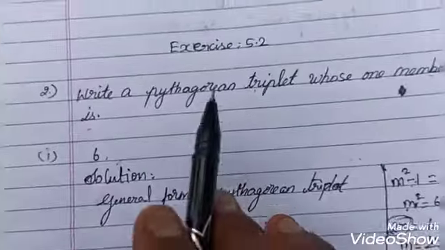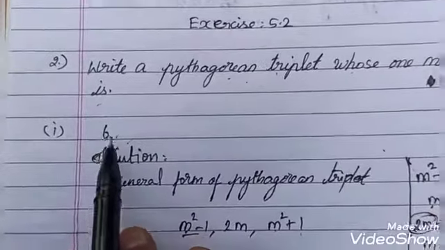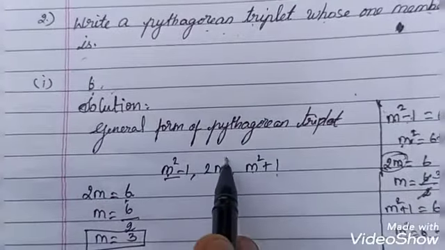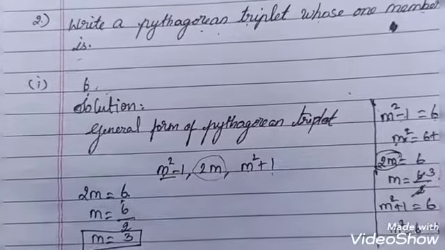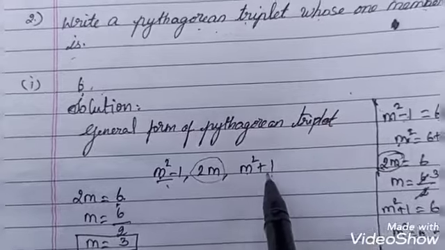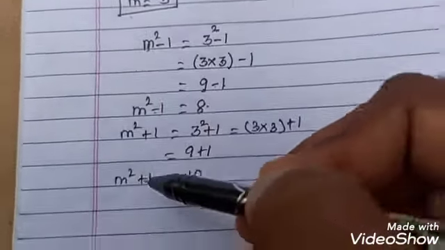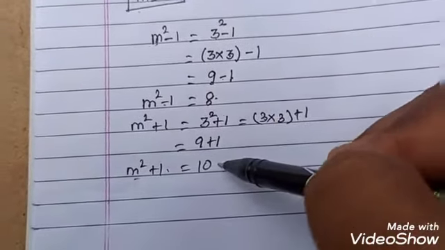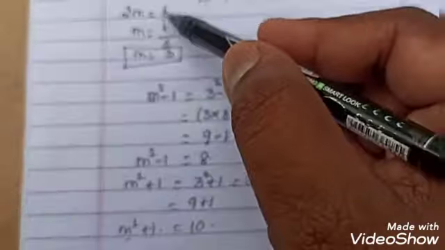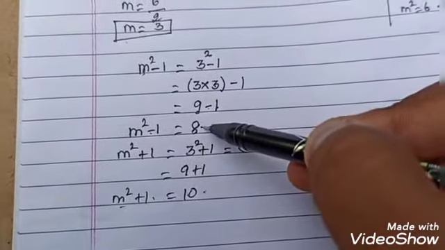In the question, they have given 6. In the basic format, that value is applicable for 2m. Okay, what are the remaining values? That is m square minus 1 and m square plus 1. So the m square minus 1 value is 8 and the m square plus 1 value is 10. So what is the Pythagorean triplet? The Pythagorean triplet is nothing but 6 and then 10 and then 8.